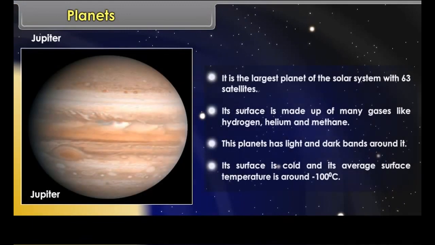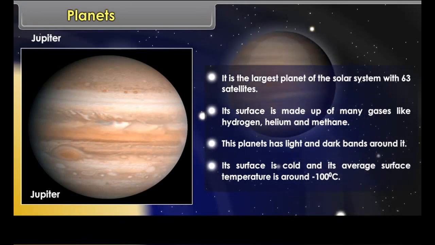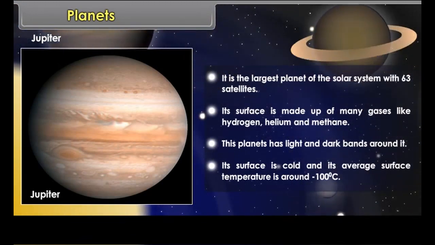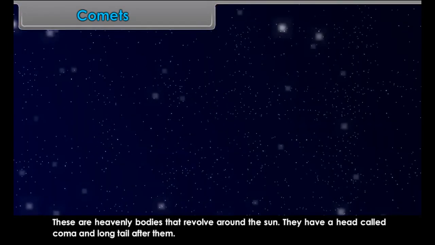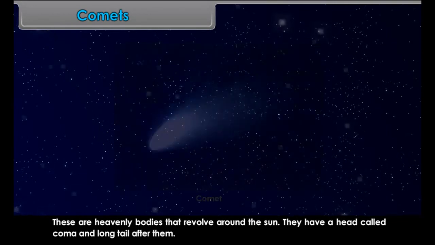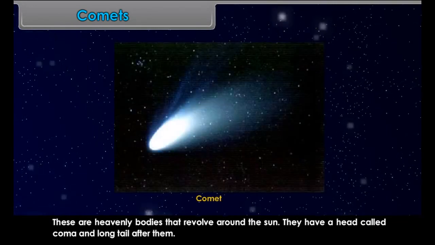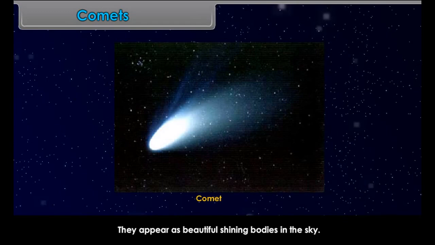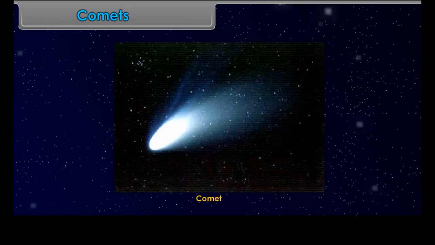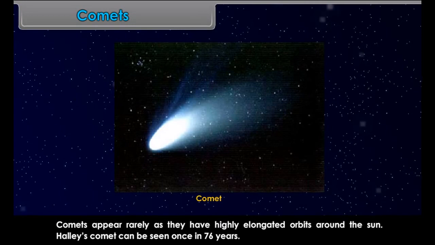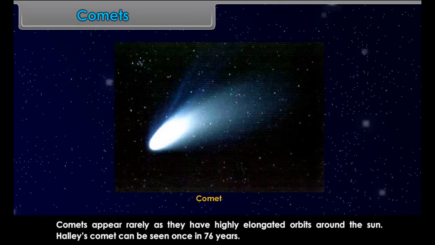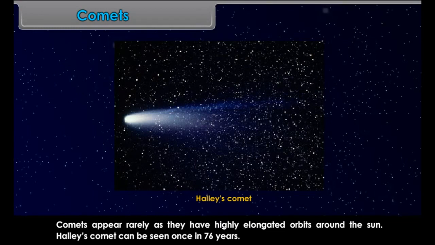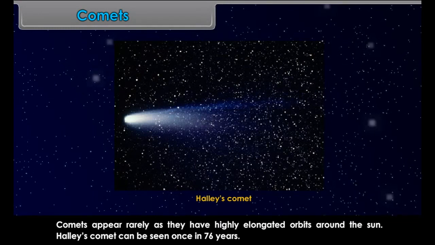Jupiter. It is the largest planet of the solar system with 39 satellites. Its surface is made up of many gases. Comets. These are heavenly bodies that revolve around the Sun. They have a head called coma and a long tail after them. They appear as beautiful shining bodies in the sky. Comets appear rarely as they have highly elongated orbits around the Sun. Halley's Comet can be seen once in 76 years.